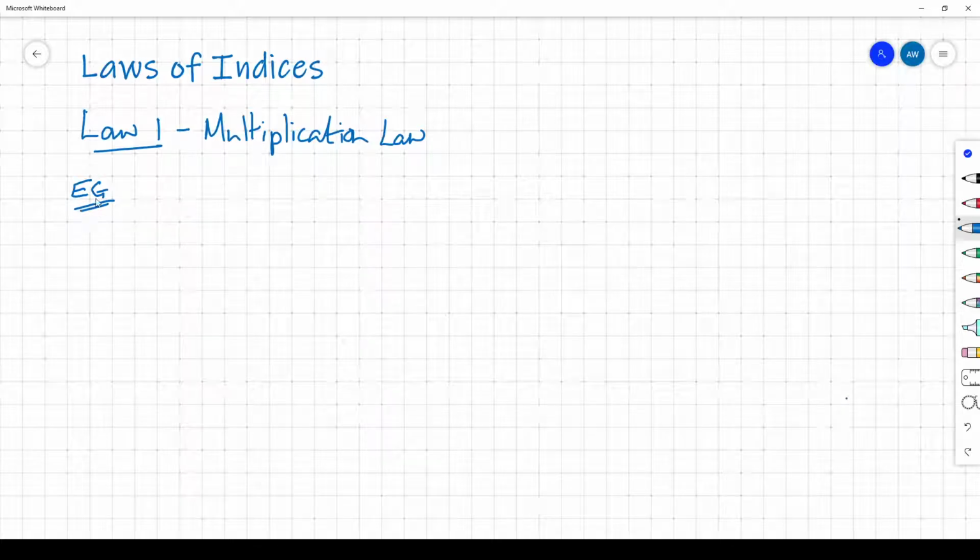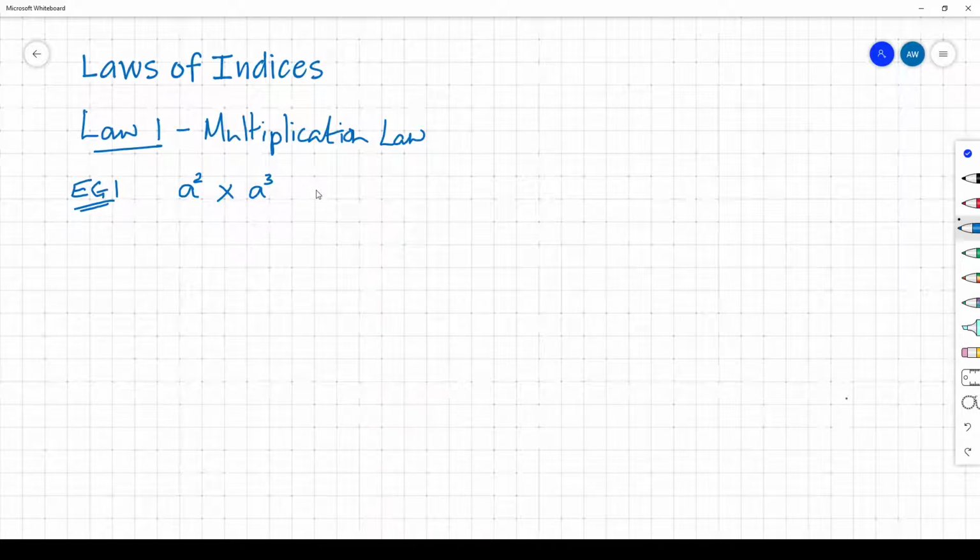Okay, so of course example 1. Now remember, the big part is called the base and the little number is called the index or power. Remember, indices is just a posh word for powers. Now if I was going to multiply a squared by a cubed, the base is the same, so I can multiply them together, and this is when I would use this multiplication law, this first law of indices.